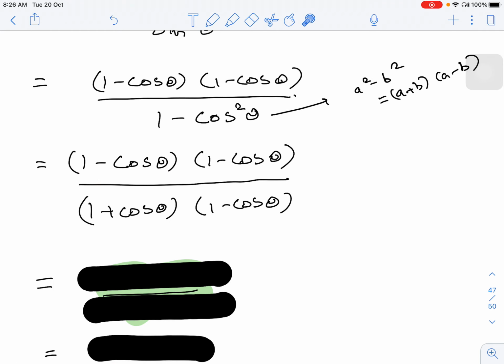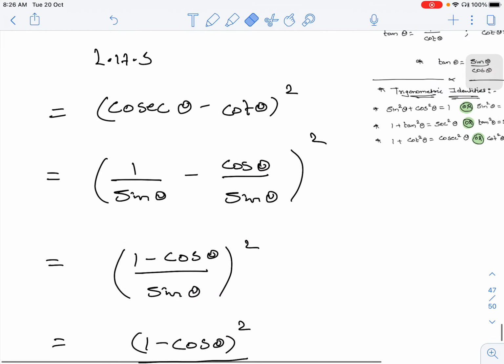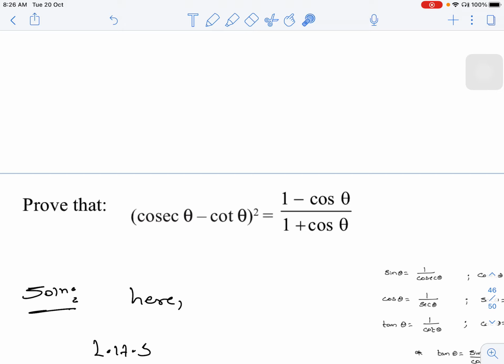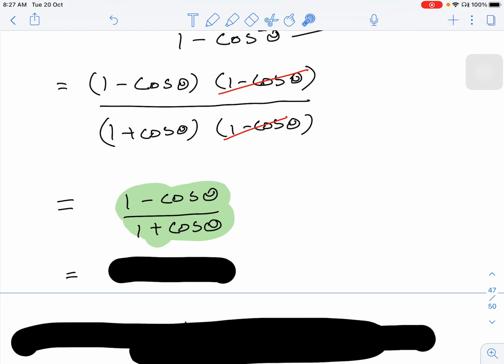Now it can be seen that these both are multiplying each other, and these both are multiplying each other. So here we have 1 minus cos theta, 1 minus cos theta. Let us cancel it now. When we cancel it, we get (1 minus cos theta) upon (1 plus cos theta). This is nothing but our RHS, which we have to prove over here. So hence we have proved that LHS equals RHS. Hence it is proved.